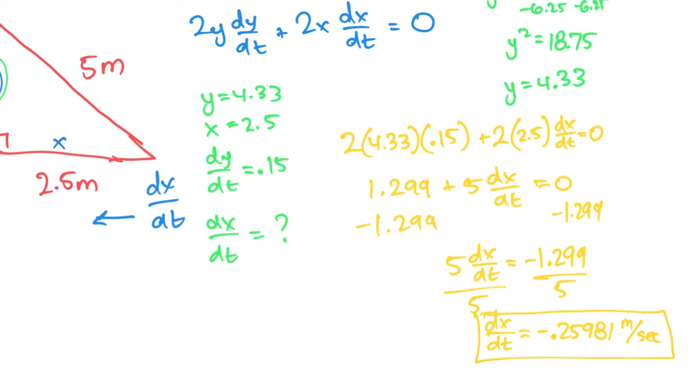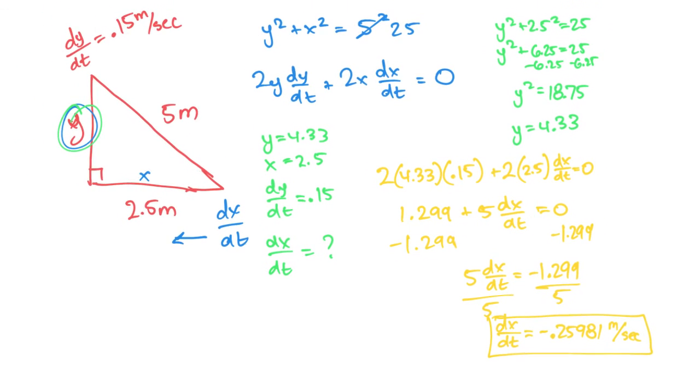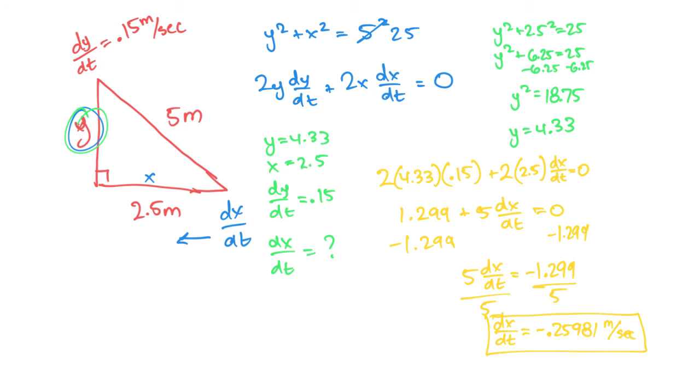And if you think about it in the context of the problem, the fact that it's getting closer to the wall means that it should be negative. So this is how you would go ahead and solve a problem like this.